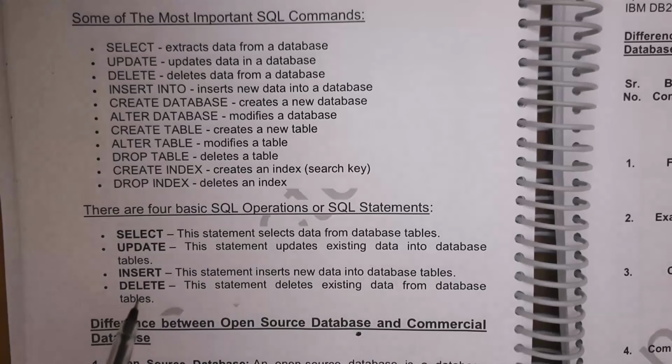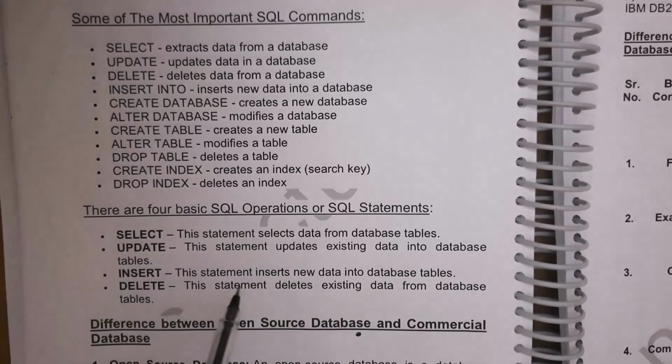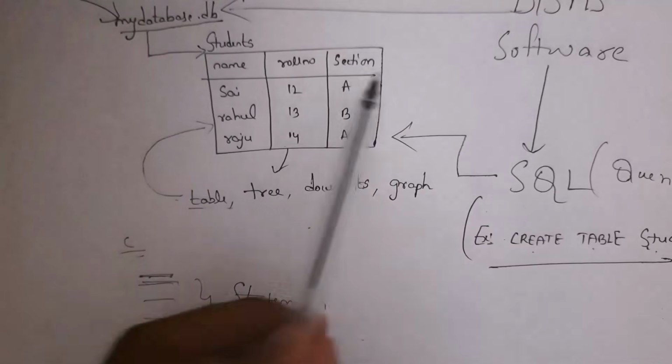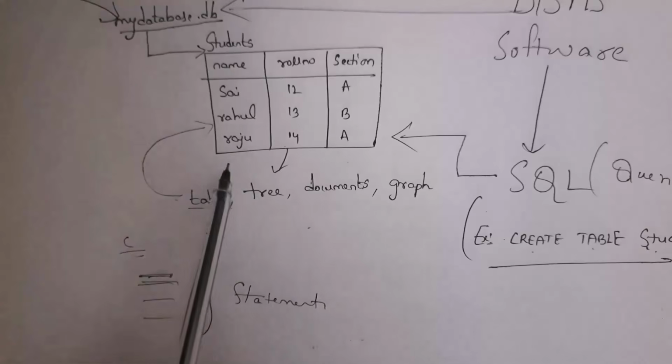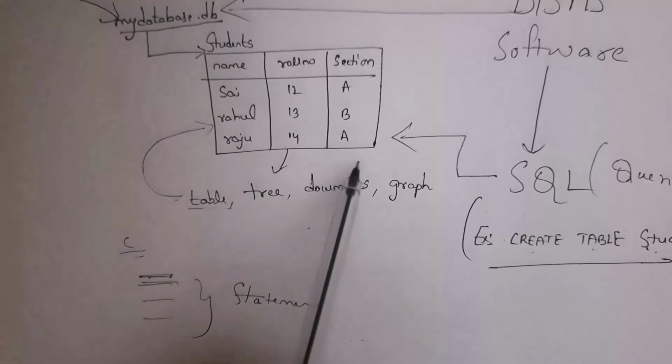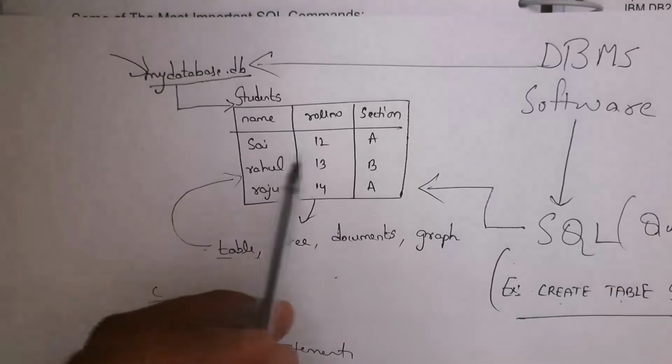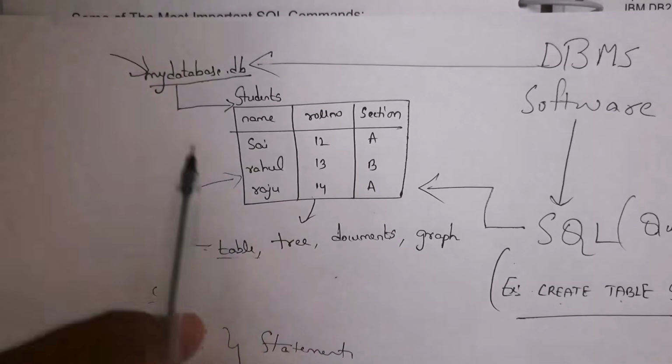And the next one is insert. The insert statement inserts new data into database tables. For example, in this table, I want to add the name Nagendra, roll number 15 and section C. Inserting new data in a database table is known as an insert operation.